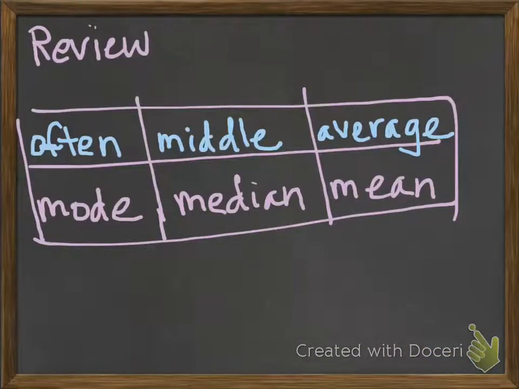Okay, let's review. What does mode mean? It means something that occurs often, like a certain pattern repeats. The median is what's in the middle of the data, the middle of all these numbers. And the mean is like the average; when you put it all together, it makes about a certain number. So we're going to review what each one means.